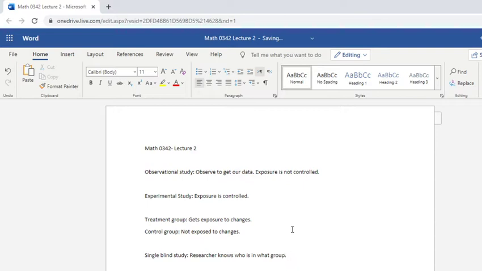And again, it doesn't have to be a who. It could be, like we're talking about with plants, it could be a thing. But only the researcher knows what is going into what group. And of course, the plants don't know what group they're in. They're plants. They don't have brains.